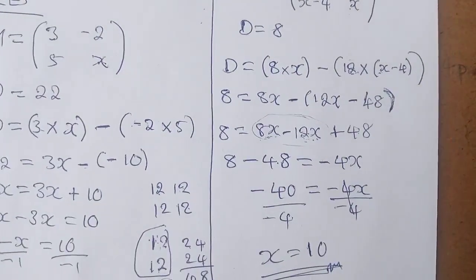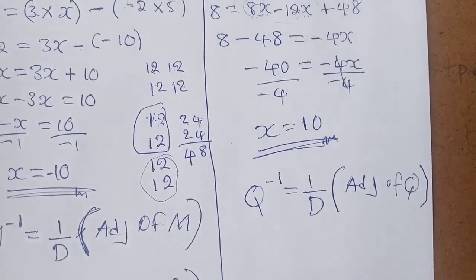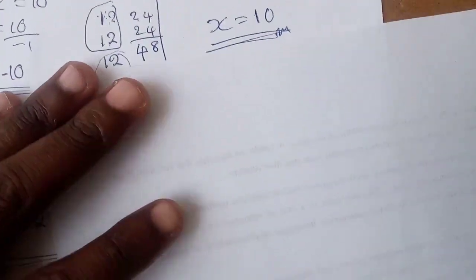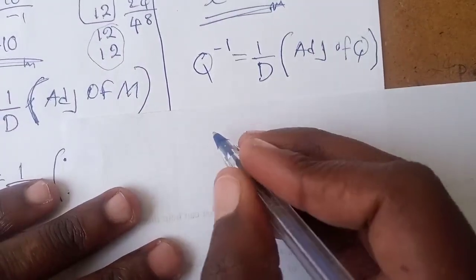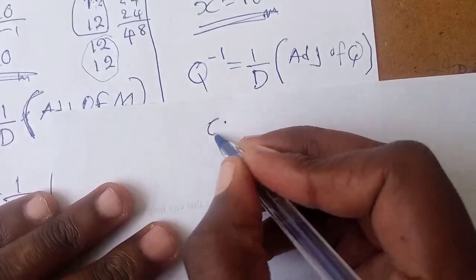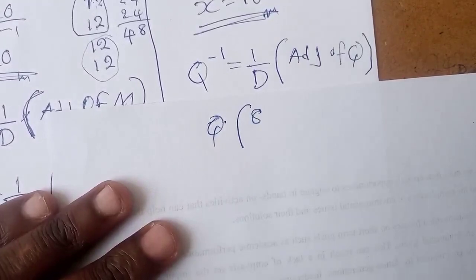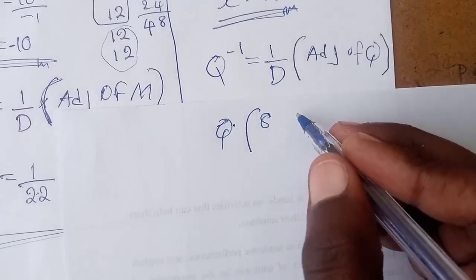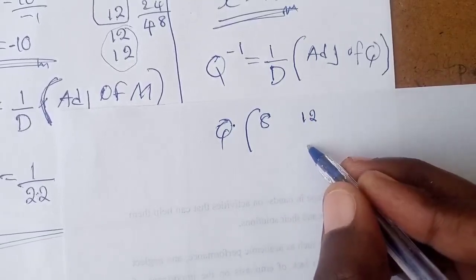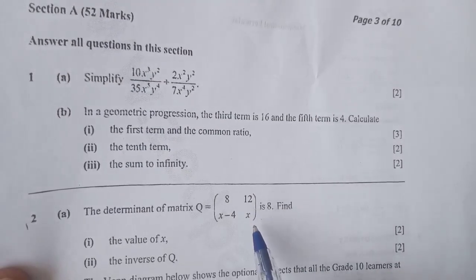So it will be like this. It will be what? Okay, let's do this. So this is Q. Q is like this. They are saying that 8, here there is what? There is 12, like this. There is 12. Here there is what? There is x. That is what they said here. There is x here.